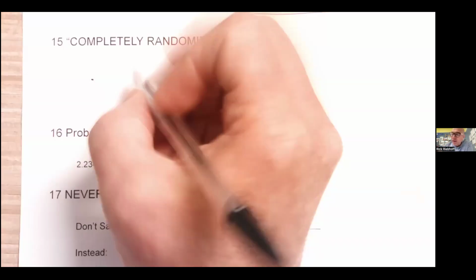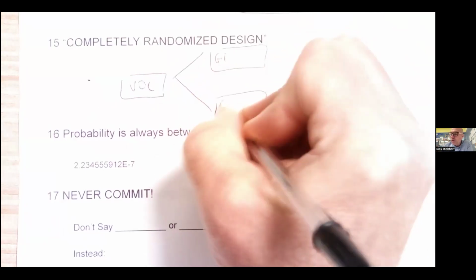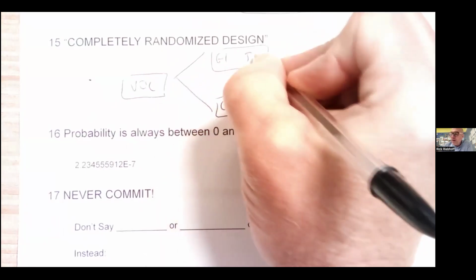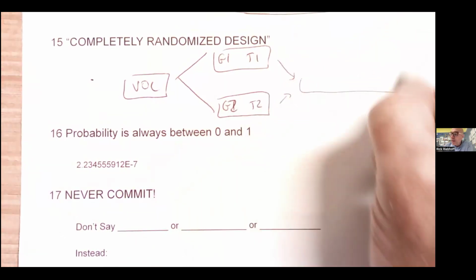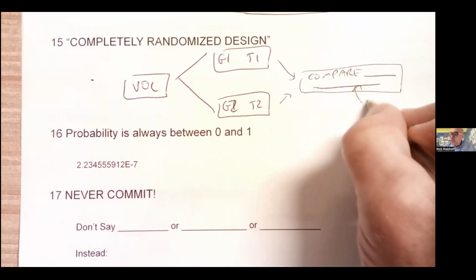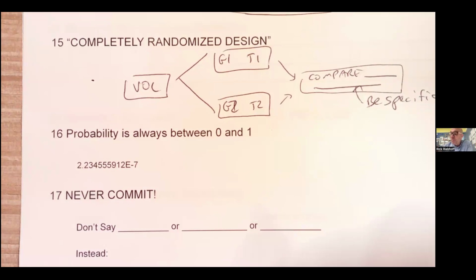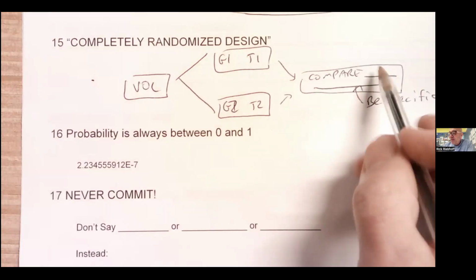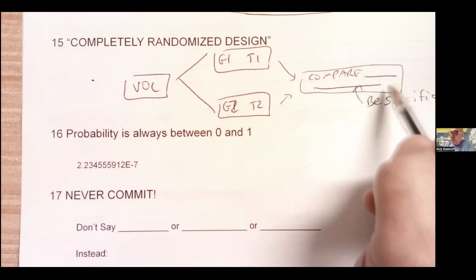Completely randomized design, right? All right, let's talk about this. Volunteers going into two groups, say what the treatments are. So group one, group two, define what treatment one and treatment two are. And then at the very end, do not say compare results, compare specific things. So be specific about what we're comparing. It's usually in the question itself. Compare diabetes level, compare number of jump shots made, right? Whatever you're comparing, be specific about it.